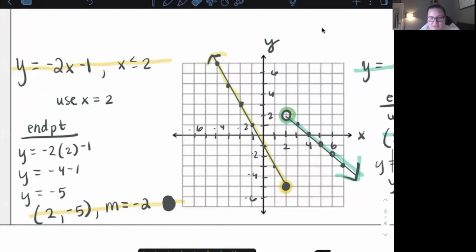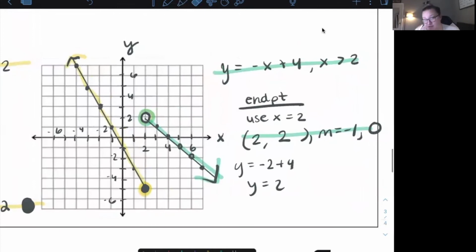Then for the second piece of our piecewise function, y equals negative x plus 4, I found my endpoint at 2, 2. I used the slope -1. And then because x has to be greater than 2, I know that I have an open circle. That point will not be included, that endpoint. So 2 is an open circle. And then my slope was -1, so then I just went down 1 over 1. And I know all of the x is greater than 2 values are towards the right, so I knew that I needed to move in that direction for my graph.